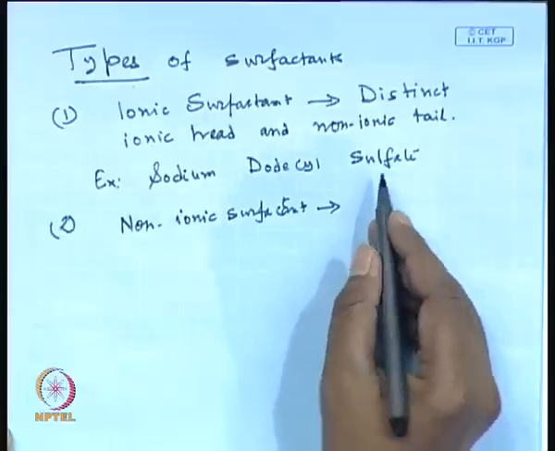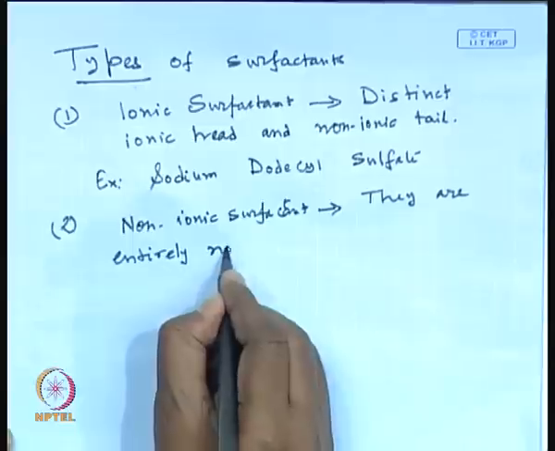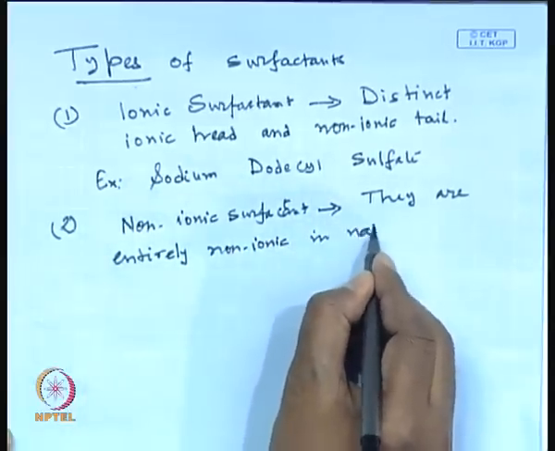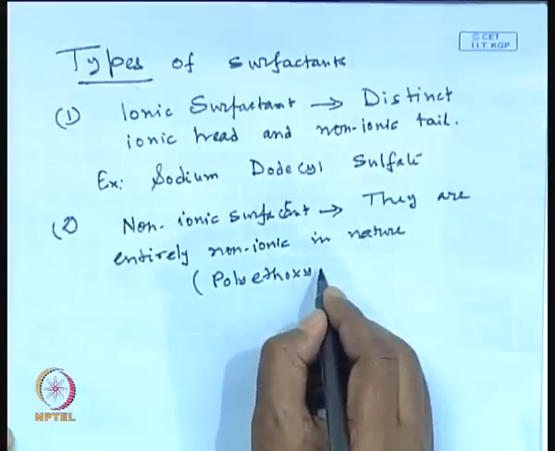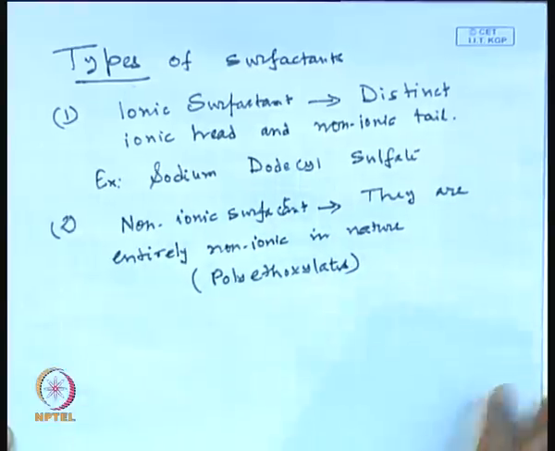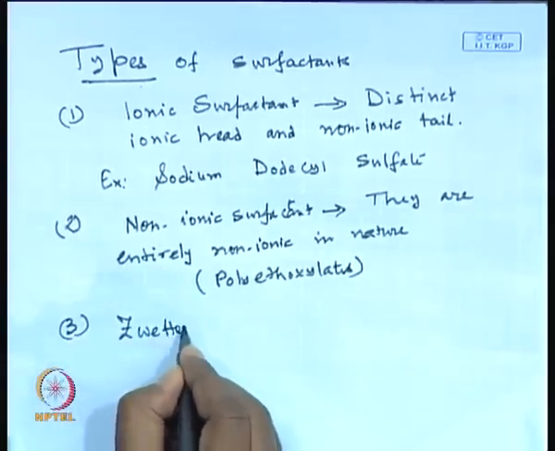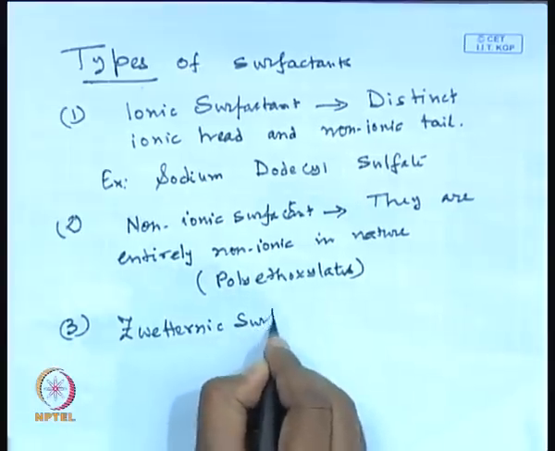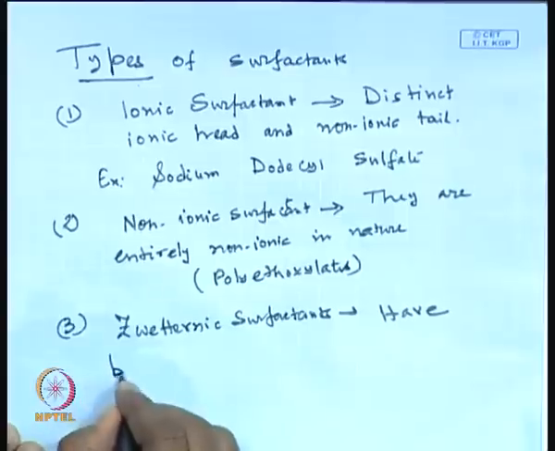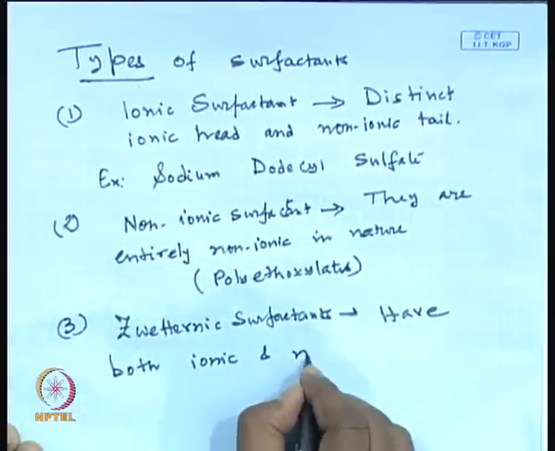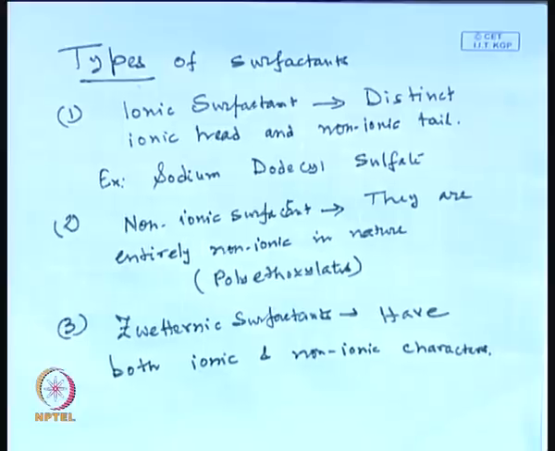The second one is non-ionic surfactants. These are entirely non-ionic in nature, which means they are always hydrophobic in nature. An example is polyethoxylates. In fact, these are a family of various ethoxylate compounds. The third one is zwitterionic surfactants. They have both ionic and non-ionic characteristics. So, these are the various kinds of surfactants we will encounter.